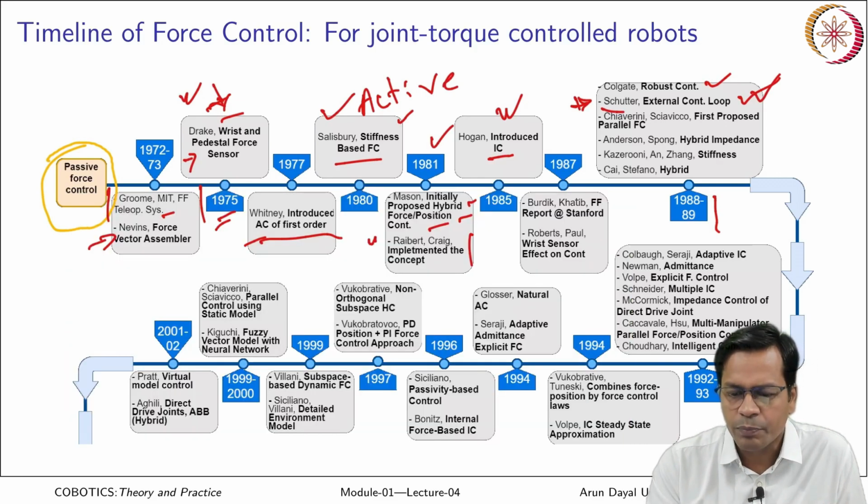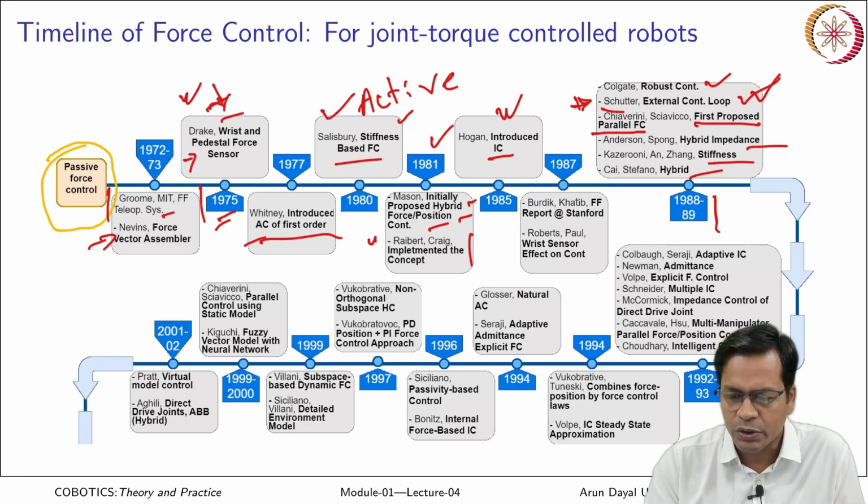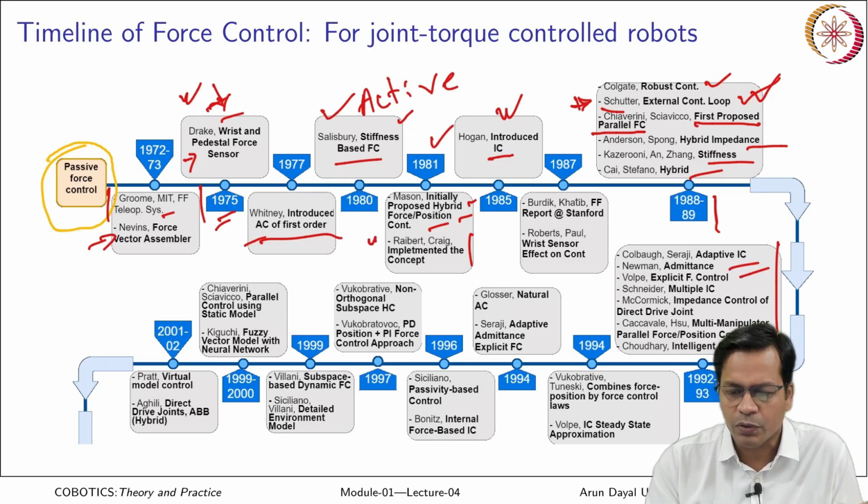Okay, and then he first proposed the parallel force control that was given by this, and then hybrid impedance came in, stiffness is here, hybrid again. So, you see a set of reports started coming in 1988-89, and again in 1992-93 another huge set of controllers came in. Okay, adaptive control, admittance control, explicit force control, multiple impedance control.